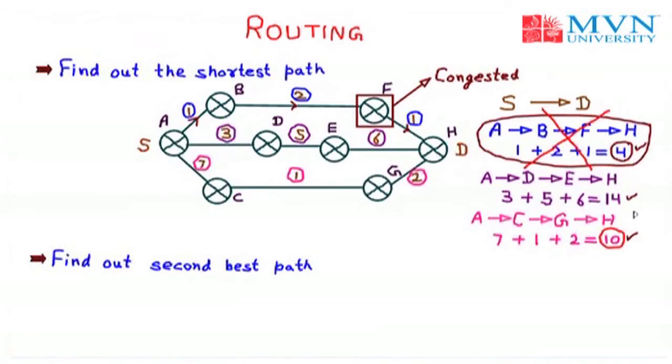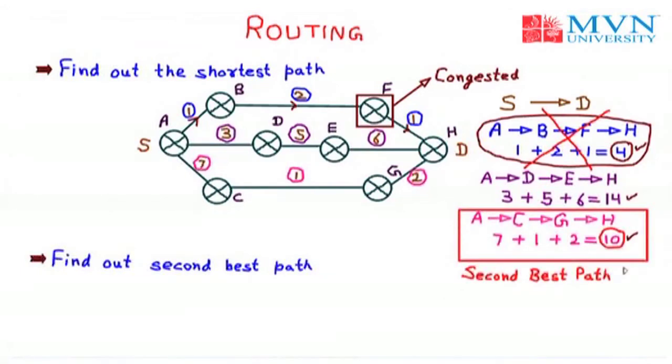So to select the second best path, the combination of 7 plus 1 plus 2 is equal to 10, which is our second best path. Because router number F is congested, it will not pass any of the packets from B to H. We are not considering the path from source to destination that is equal to 4, which is the shortest path. So we will consider the second best path. So these are the major two issues under routing.